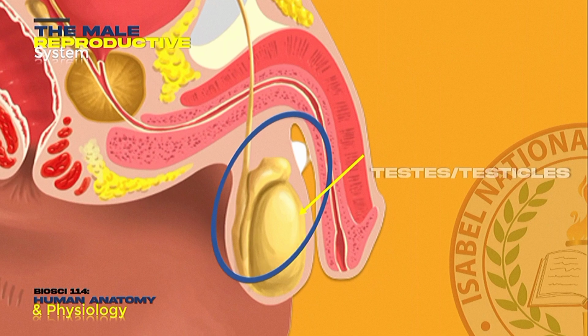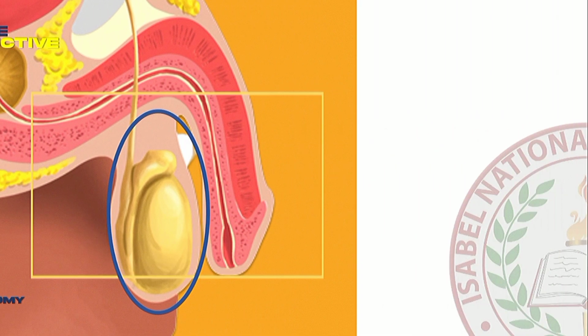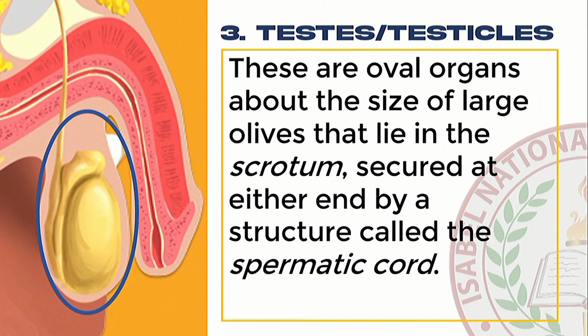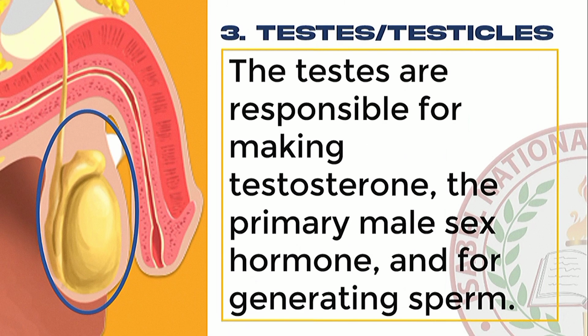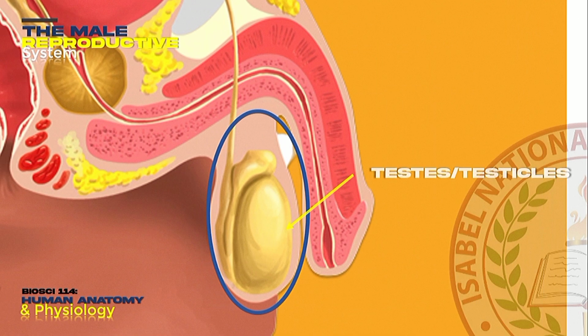Number 3 is the testes or testicles. These are oval organs about the size of large olives that lie in the scrotum, secured at either end by a structure called the spermatic cord. The testes are responsible for making testosterone, the primary male sex hormone, and for generating sperm.